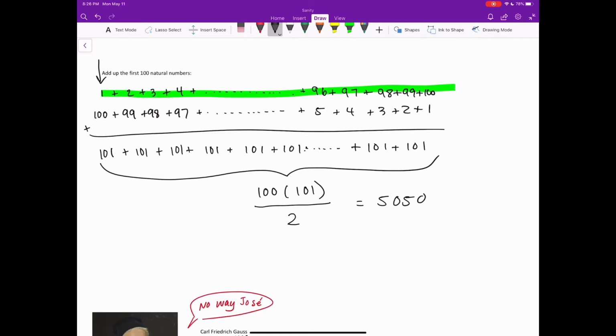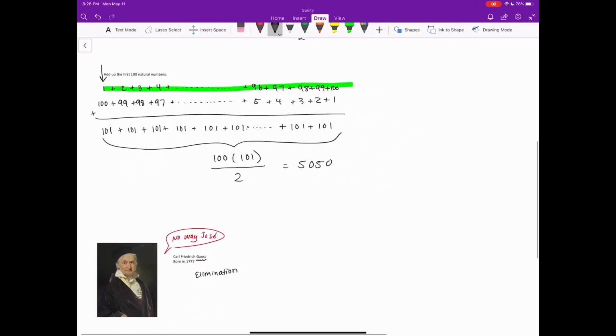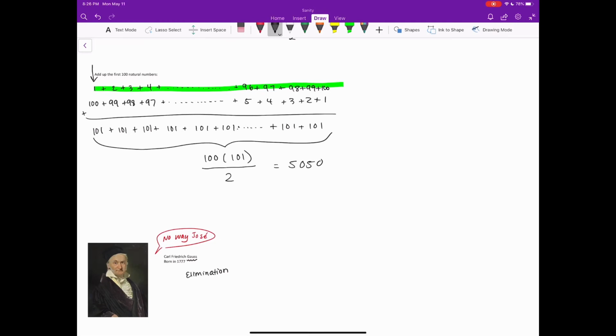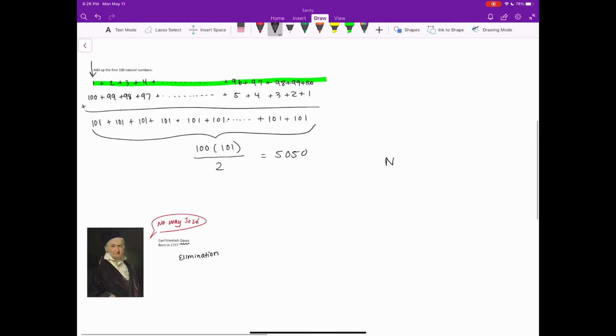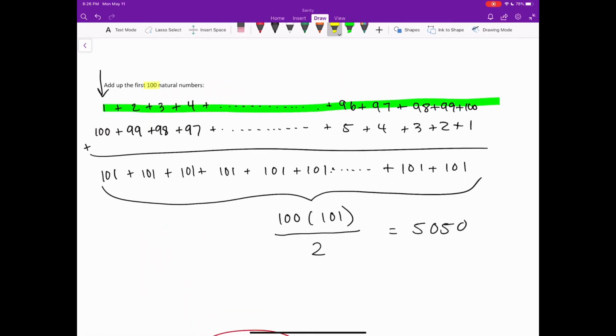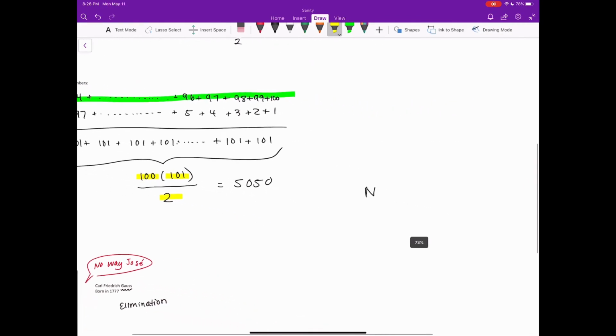So if we want to generalize this formula for any number, so if I said, I want you to find the sum of all the numbers from 1 to 57, or from 1 to 203, I want to find it for any value n, for the first n natural numbers. Here it was the first 100 natural numbers, and we took 100 times 100 plus 1, the number that was greater than it, and then divided it by 2. So let's just write it like this.